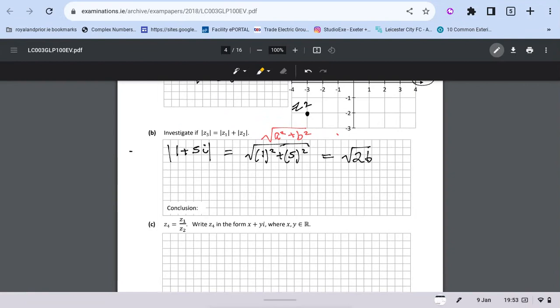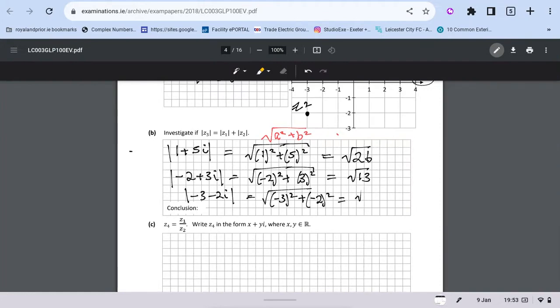Now repeat it for Z1, which they give us at the start. So it's the modulus of minus 2 plus 3i. Square root of minus 2 squared plus 3 squared. Throw that all in our calculator and we get root 13. And repeat for Z2. So it's always a plus and there's no i's. And you get the square root of 13.